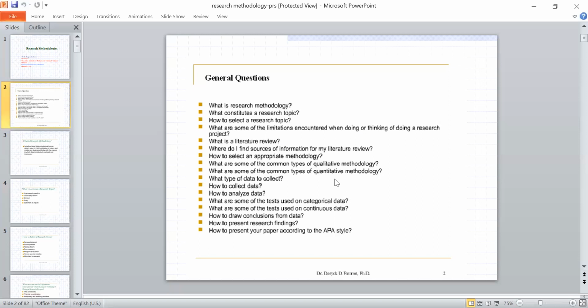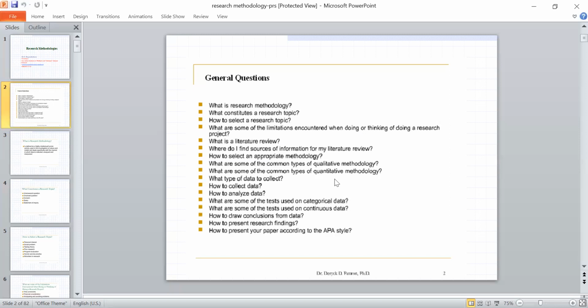Next, what are some of the common types of methodologies? Actually, there are two types of research methodologies: qualitative and quantitative. You have to show the difference between the qualitative and quantitative methodologies. What are the quantitative methodologies? What are the qualitative methodologies? How are they applicable to your topic, all these things.